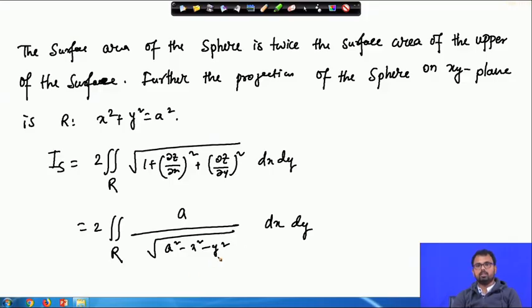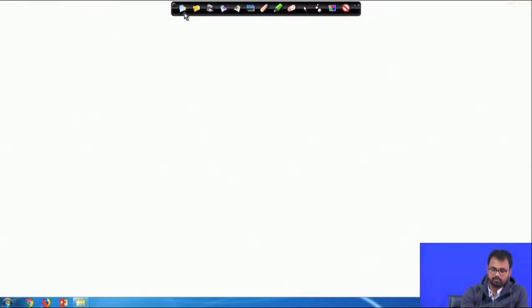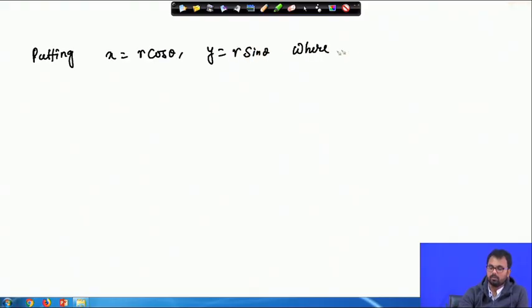Now this is just our plain integral calculus for the function of 2 variables. This type of calculation we have already done. So here we basically take help of polar coordinates. So let's substitute, putting x equals r cos theta and y equals r sin theta, where 0 is less than or equal to r less than or equal to a, and 0 is less than or equal to theta less than or equal to 2 pi.